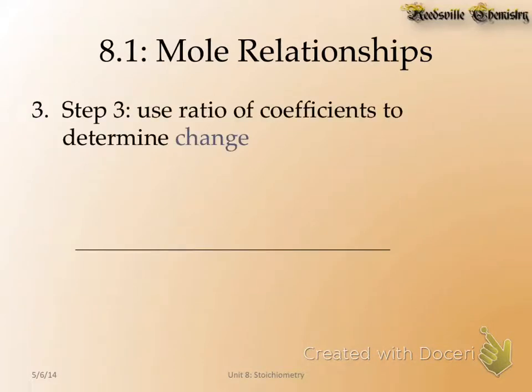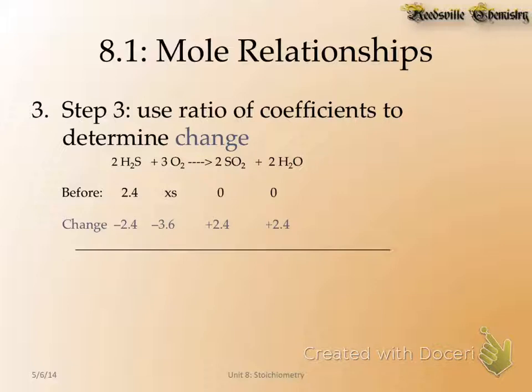All right, so step 3. We're going to use the ratio, very important to understand this term right here, the word ratio. We're going to use the ratio of coefficients to determine the change in the amount of stuff that we start with. All right, so let's put up our table again. You can just add this to your existing table.